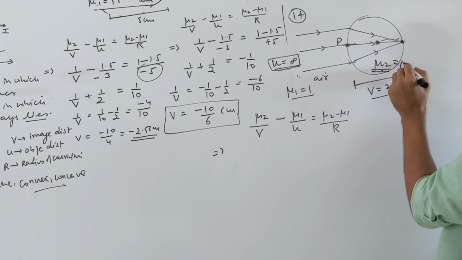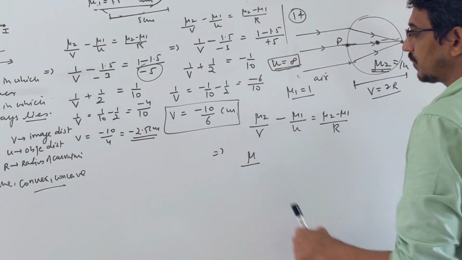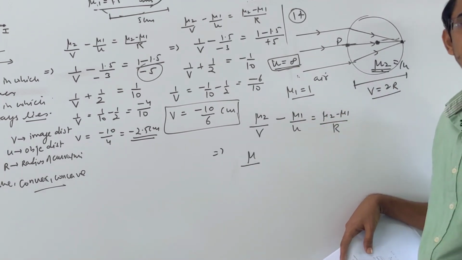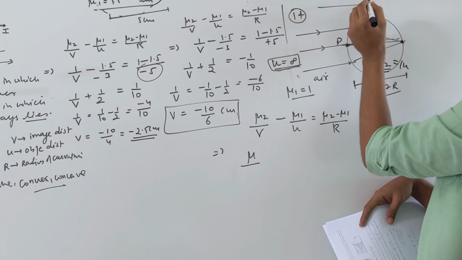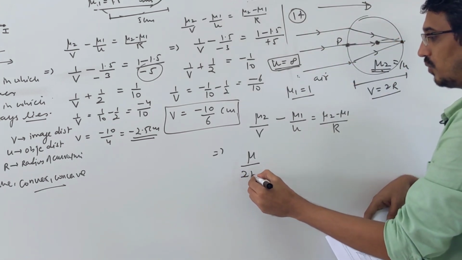So mu2 we are calling simply the mu symbol. What's the image distance? Image distance is 2r. Positive or negative? Light is going in this direction. We are measuring from the pole, going in this direction only. So your 2r is positive, plus 2r.